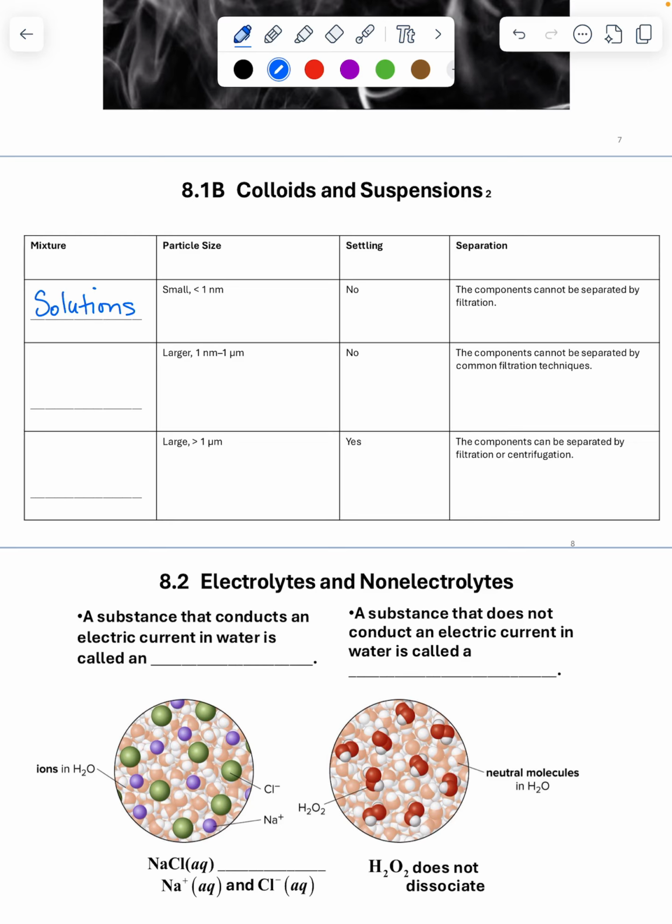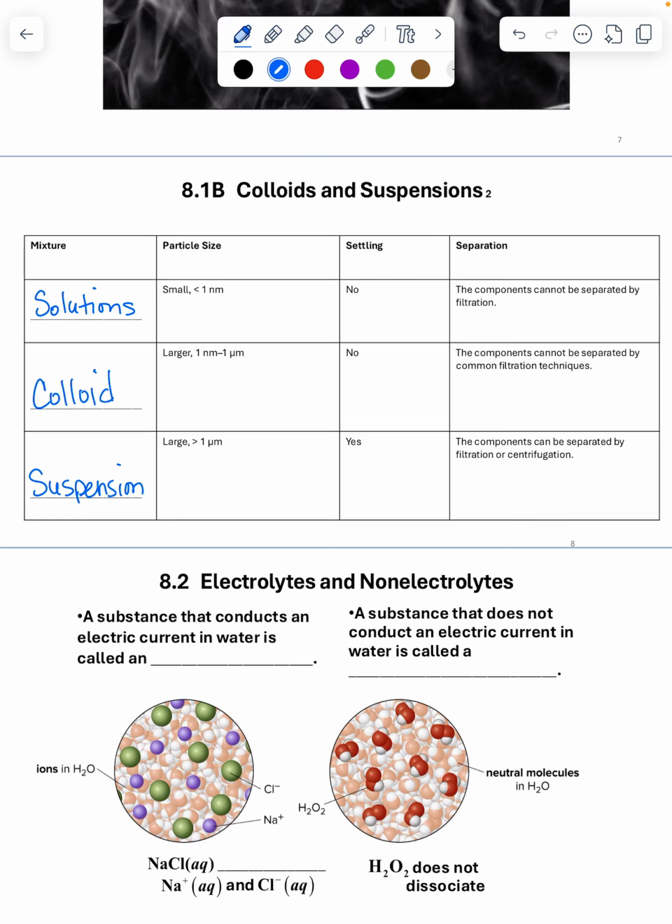Next, we have a little bit larger size, anywhere from 1 nanometer to a micrometer. There is no settling, and the components cannot be separated by filtering, and this would be a colloid. And then finally, we see a suspension. For a suspension, we have the larger particles, larger than a micrometer.